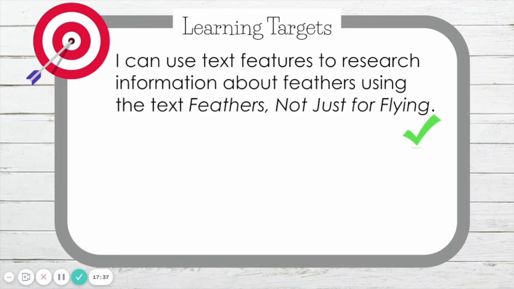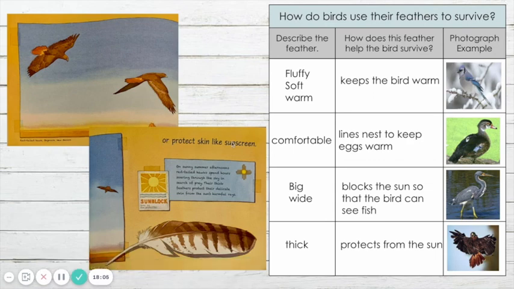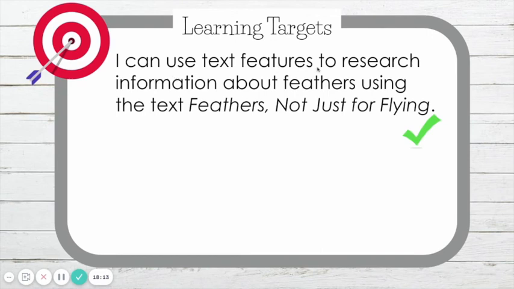Today's learning target said, I can use text features to research information about feathers. Using the text Feathers Not Just for Flying. Now, I forgot to mention that we really were using text features to help us research that information. We did find information about feathers, but we found all of this information inside of those text features, whether it was the heading, the text, the captions, or the photographs. Those text features helped us research our information about feathers.